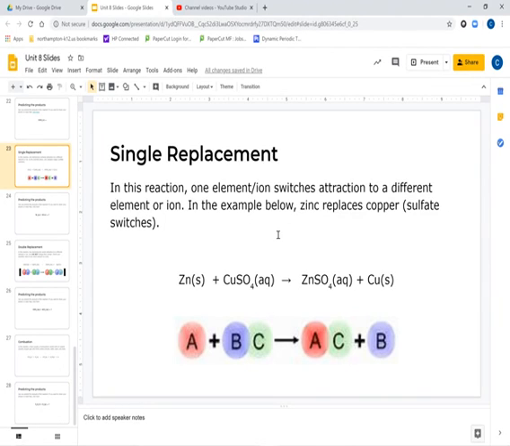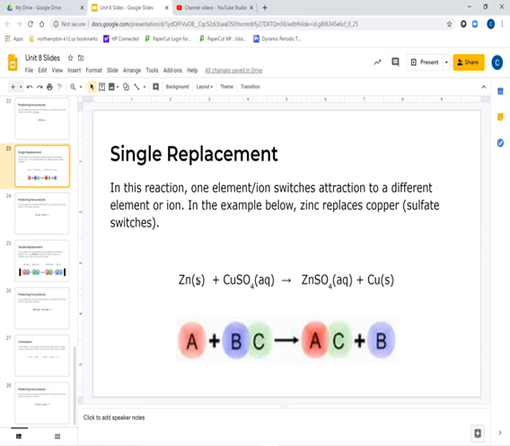In a single replacement reaction, one element or ion switches and is then attracted to a different element or ion than it was originally attracted to. In the example here, we originally have zinc as a metal and copper sulfate, which then produces zinc sulfate and copper as a metal.